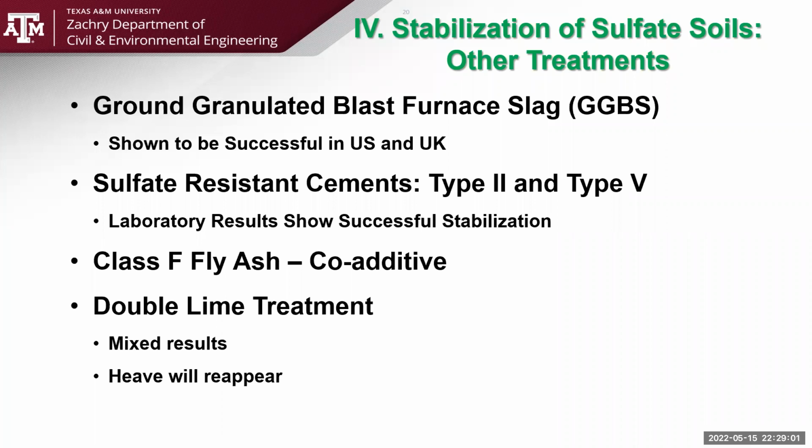There are other methods for which we have mixed results. One is double lime treatment. What they do in this case is, if you have a sulfate soil, they stabilize it and leave it for a few days, then come back, like you saw in one of the pictures. At that time, if there's any heaving, they go back and rework the soil. They do another application of lime. That's why they call it double lime. And it actually works very well. In some cases, it produced good results, effectively treating sulfate soils without any heaving.